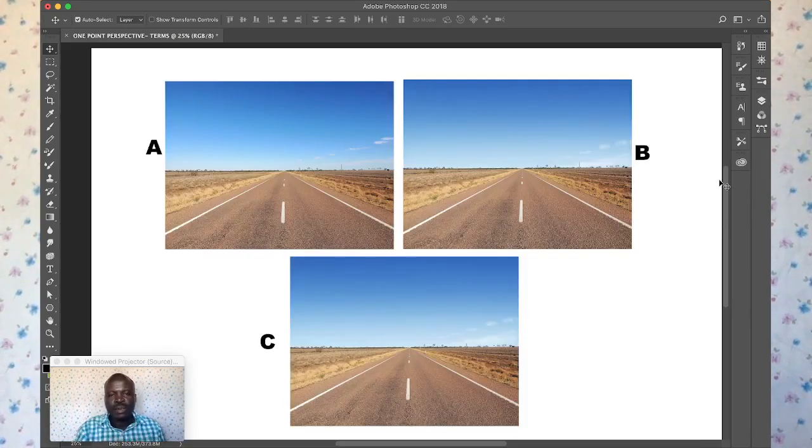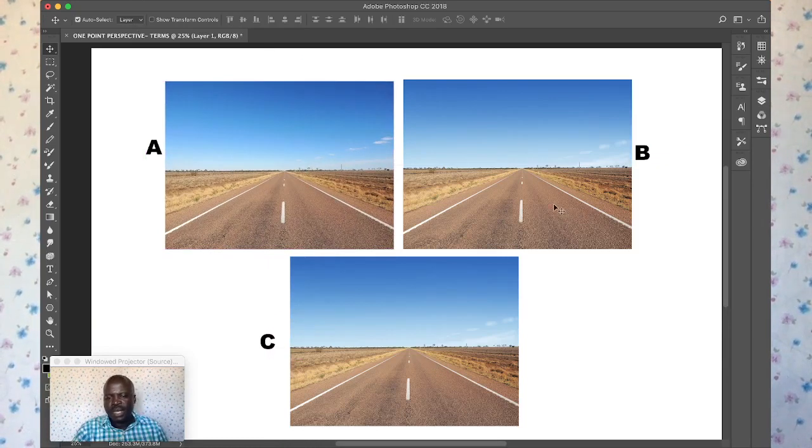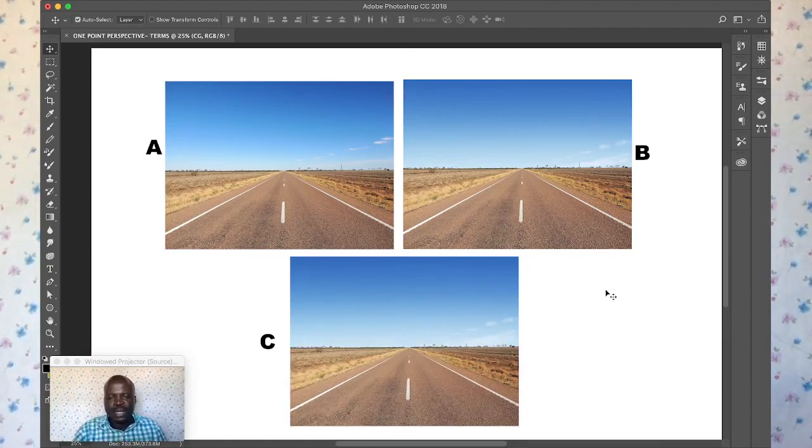Now on the screen we have three images which are going to help us understand those terms a little bit better. Starting with the horizon line, what I have done is I have manipulated image B and image C on Photoshop. Image A is the original photograph. In image B and C, I have separated the ground from the sky, and this is going to help us to manipulate the horizon levels to see what happens when you take them higher and when you take them lower.